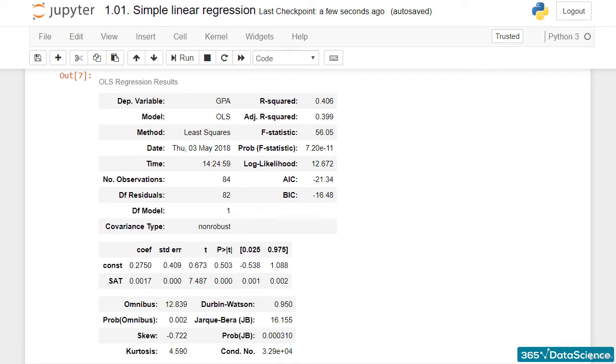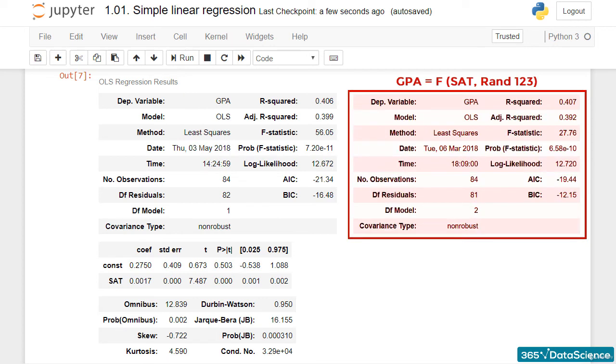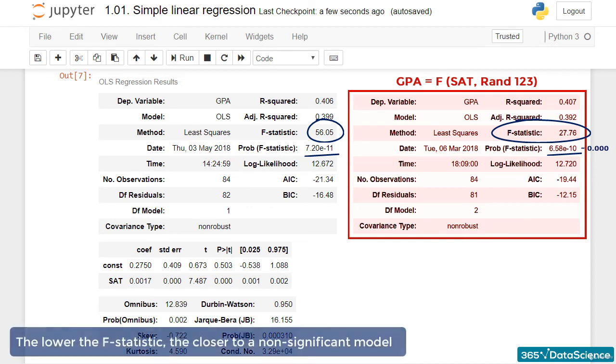Let's see the table for the model where we added the random 1, 2, 3 variable that had nothing to do with anything. The F statistic is 27.76 and the p-value is 0.000. You can see the F statistic is lower. The model is still significant, but less so. The lower the F statistic, the closer to a non-significant model. This is yet another tool that allows us to compare models.